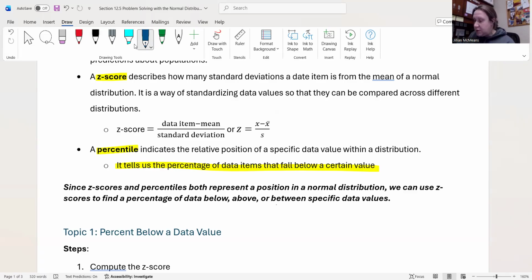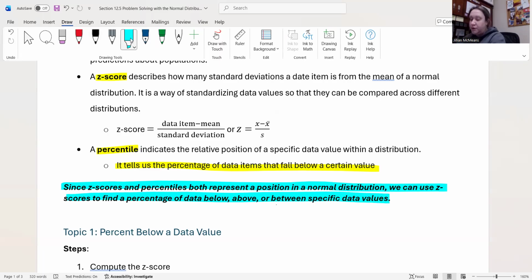Okay, so that's what this is saying right here. So this says, since z-scores and percentiles both represent a position in a normal distribution, we can use z-scores to find a percentage of data below, above, or between specific data items. And again, our mission is going to be convert z-scores to percentiles using the table, alrighty.